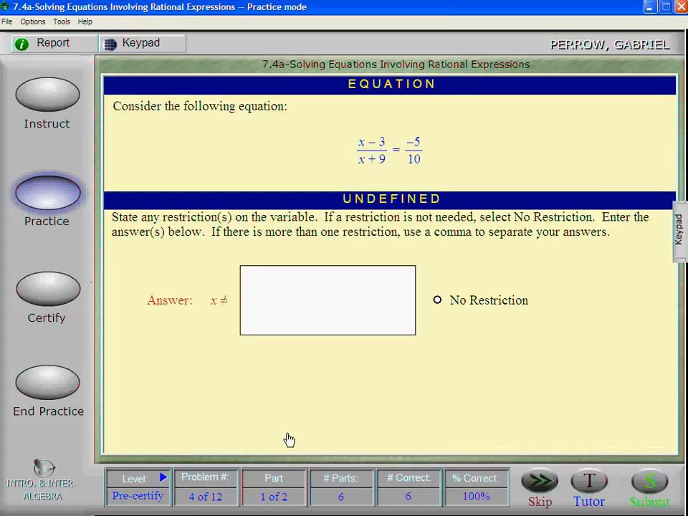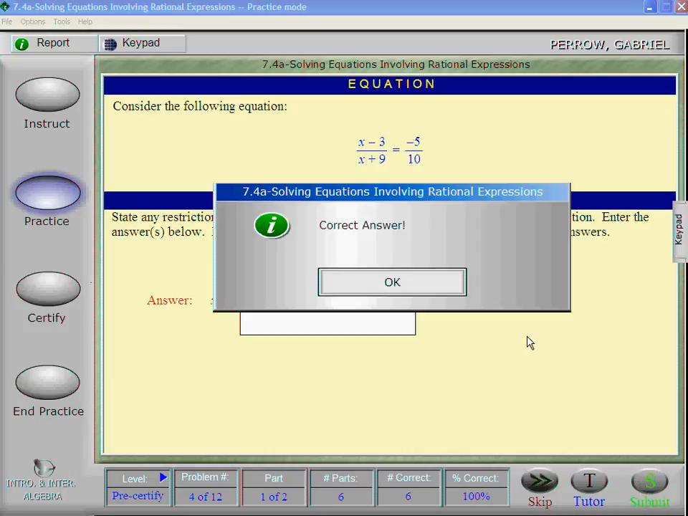Okay, here's another example. They want us to find the restrictions. The two denominators that we've got, only one of them has an x. If we were to set this denominator equal to 0 and solve, we'd get a negative 9 for the answer, so that would be the restriction based on the fact that we don't want to divide by 0.